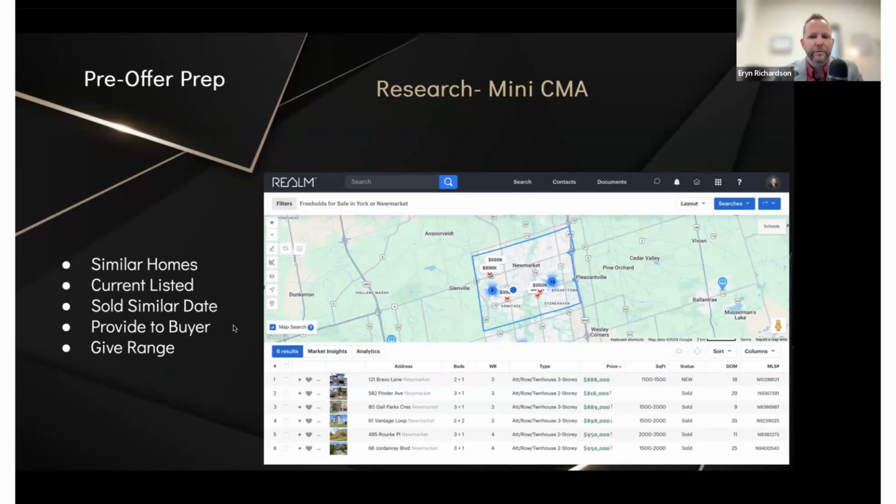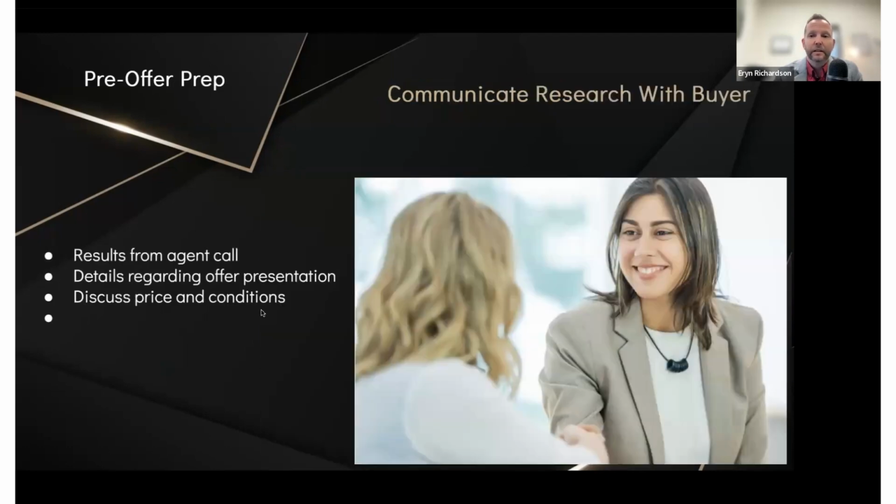When you're doing your CMA or mini CMA, you're not going to give them comparables that sold 2 years ago, or if you're looking at two-story homes, you're not going to send them a list of bungalows. You're going to really want to hone it down to the very similar home, similar market in terms of the last 30 days, for example, last 60 days. And you can give them a range where you're comfortable with that house sitting in. You're going to communicate that research with the buyer.